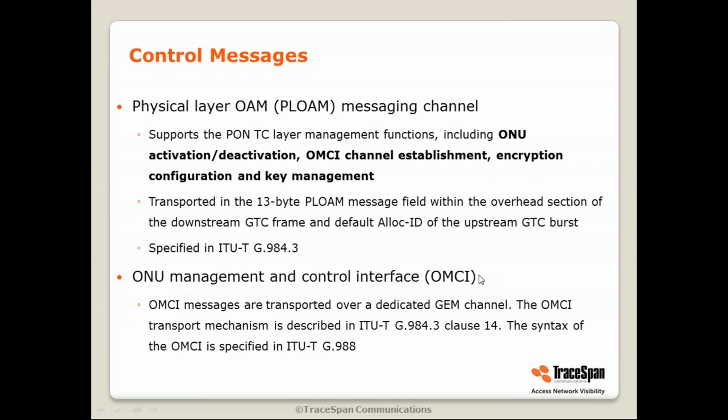OMCI is the second family of control messages, ONU Management and Control Interface. These are the messages that are related, among others, to setting up the services. So if you have, for example, a problem in a specific service, one possible cause may be that it's not set up correctly via OMCI. This is specified in ITU-T G.988. Tracepan also has tools for getting into this level of detail, but this is beyond the scope of this video.